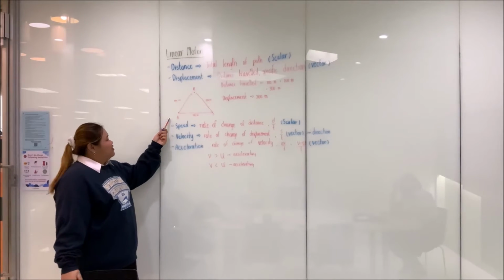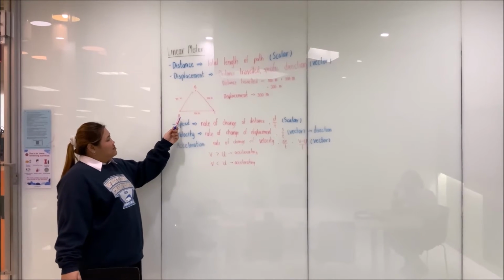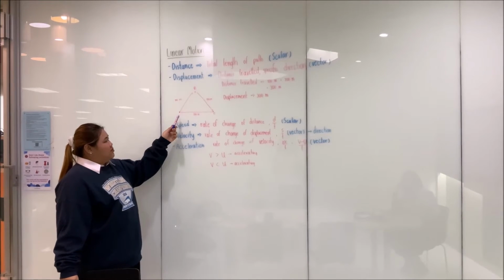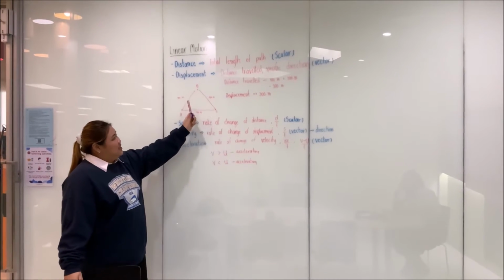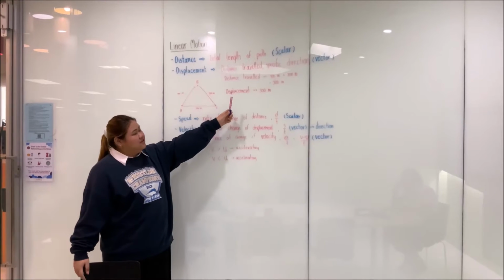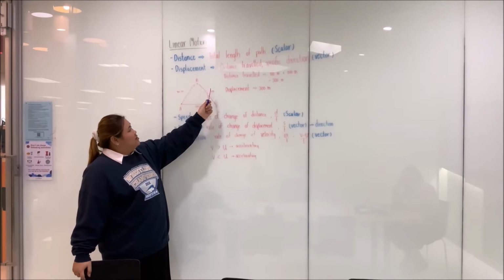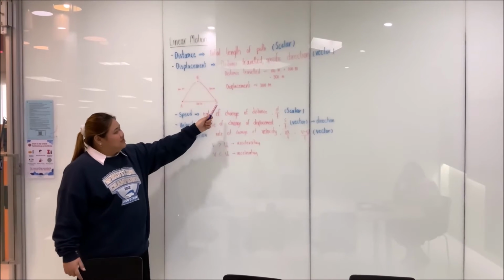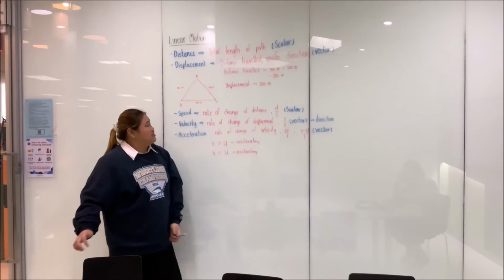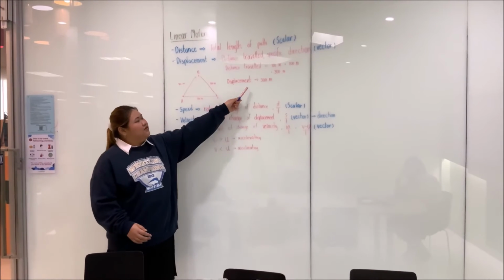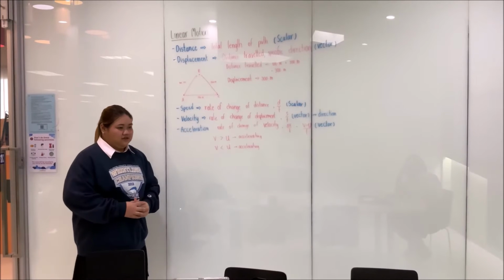For example, if we move from point A to point C, the distance traveled is 100 plus 200 meters, equal to 300 meters, and the displacement equals 300 meters.